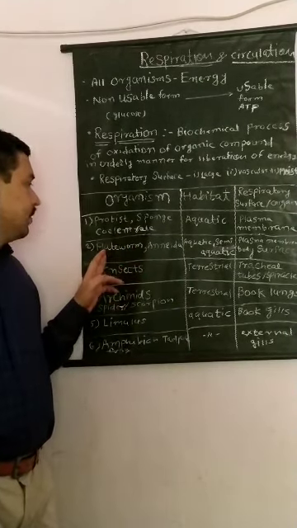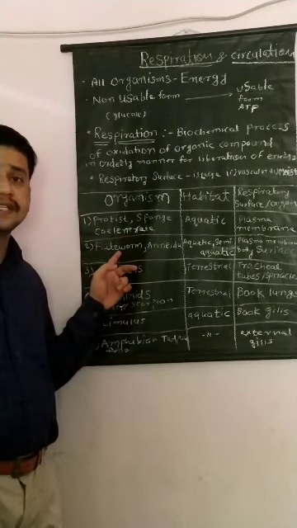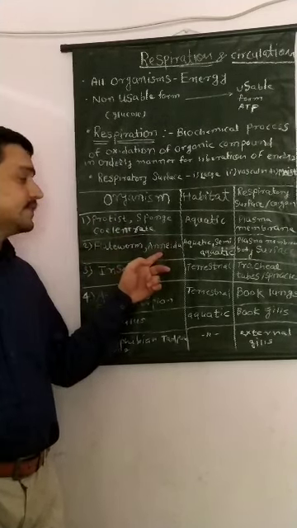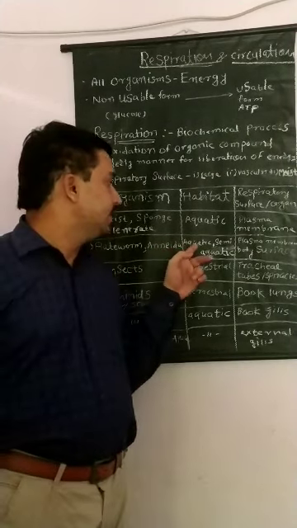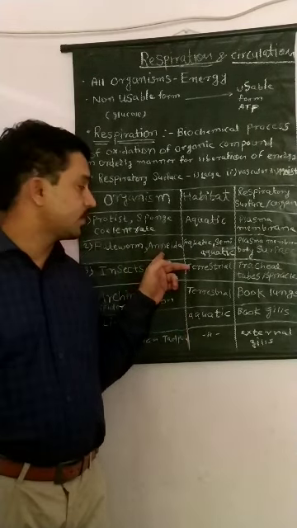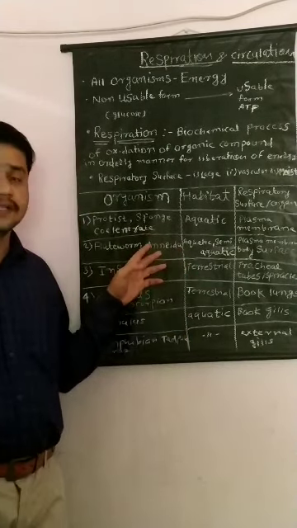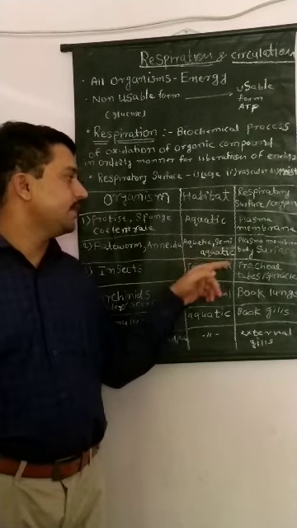Now second, flatworms and annelids. Flatworms, we know that tapeworm is one example, planaria is one example, and among annelids, earthworm is one example. They have ring-like structures on their body. They are aquatic or semi-aquatic. Means earthworm can live in the water and it can live on the land also. This earthworm and this planaria, they may be aquatic or semi-aquatic.